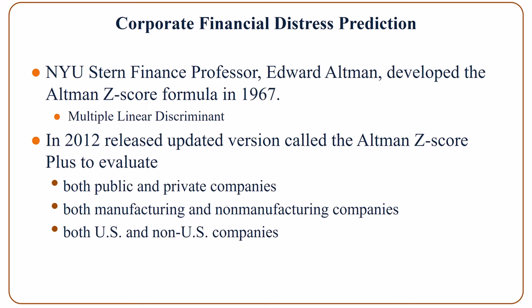He used multiple linear discriminant analysis, and later in 2012 he released the updated version called the Altman Z-score Plus to evaluate both public and private companies, both manufacturing and non-manufacturing companies, and both US and non-US companies.